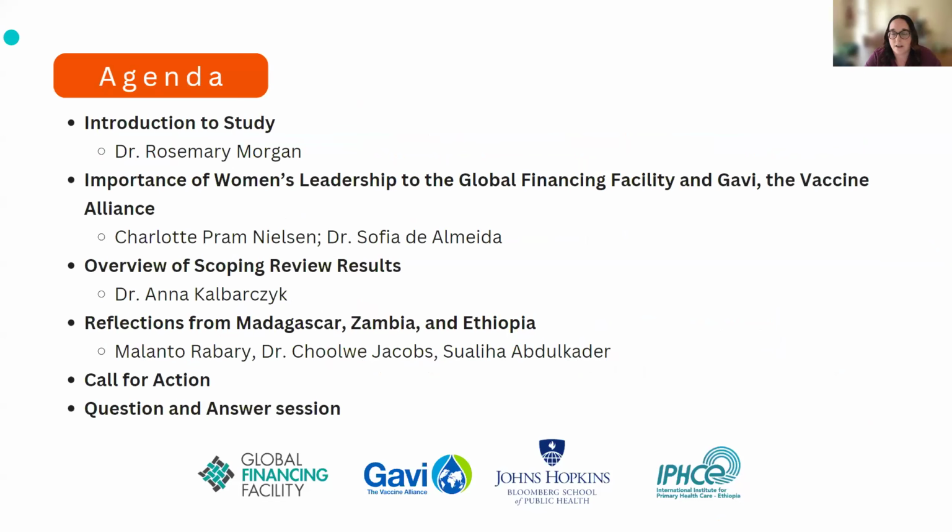So here is an agenda for the next hour. I am going to start us off with a very short introduction to the study. Then we are going to hand it over to Charlotte Pram-Nielsen and Sofia de Almeida to talk about the importance of women's leadership to the Global Financing Facility and Gavi, the Vaccine Alliance. Next, I'm going to hand it over to Anna Kobarczyk, who is going to provide an overview of some scoping review results that we have conducted that really look at ways in which women leaders have had an impact across sectors. Then we're going to hand it over to our colleagues, Melanto Rabari, Cholwe Jacobs, and Swalia Abdulkadir to talk about some reflections from Madagascar, Zambia, and Ethiopia. We will end today with a quick call to action and then have a question and answer session.